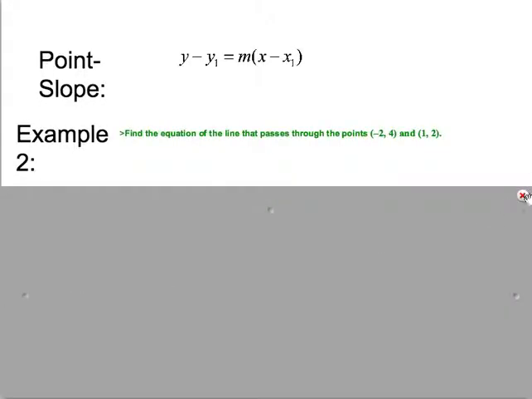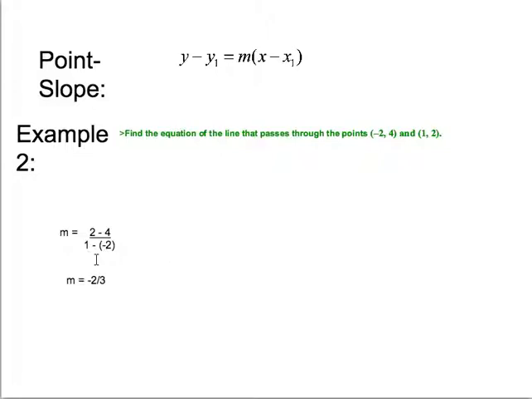I'm going to erase the shade. Okay, so to find the slope, I take the y's and subtract them, and the x's and subtract them. So I did 2 minus 4 and 1 minus -2, and I end up getting -2/3 as my slope.